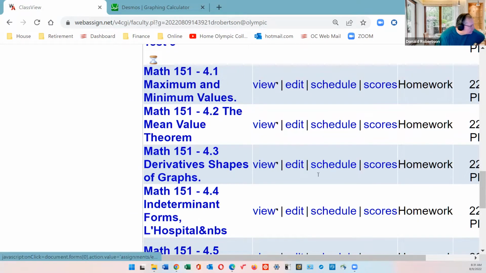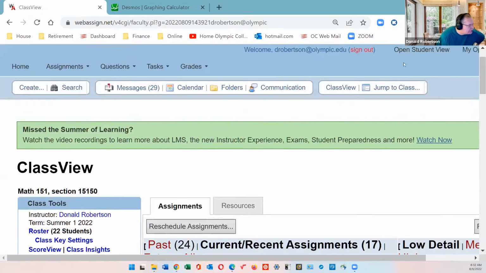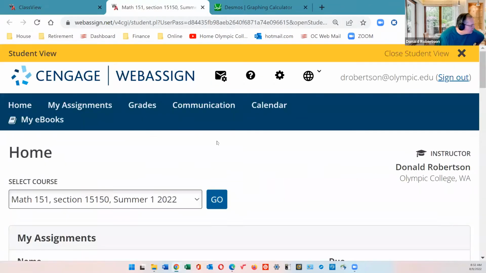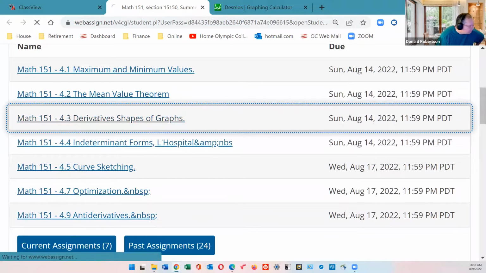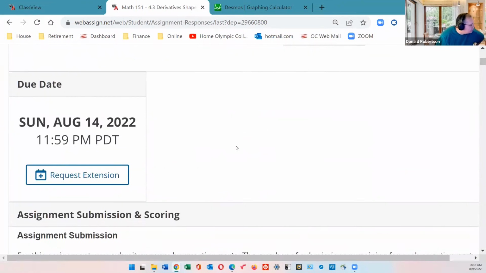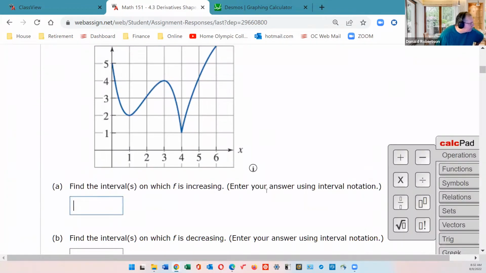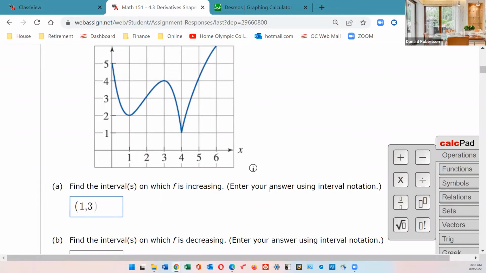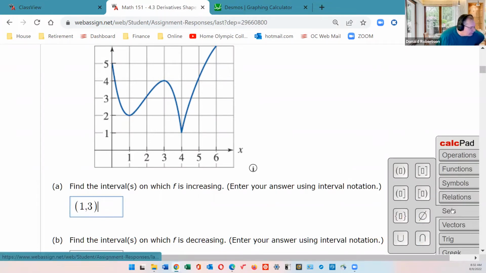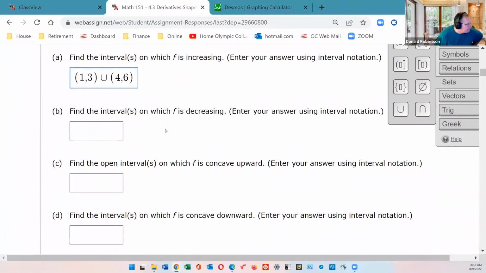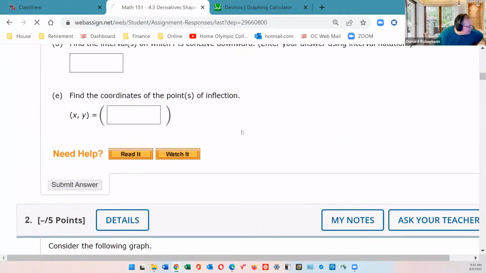So how am I going to do this? I'm going to do this as a student. That way I can have it check my answers. Because I want to find out whether it wants, you could argue, curved or square. Right. So here's the guy. And the interval of it increasing is 1 to 3. So I'm just repeating my answer. Hit the sets button to get union. And then 4 to 6. So my first attempt is going to be that one. Curved brackets everywhere. Submit answer.